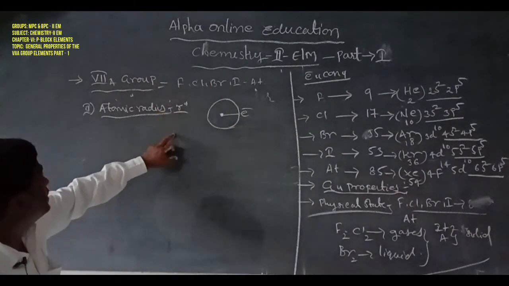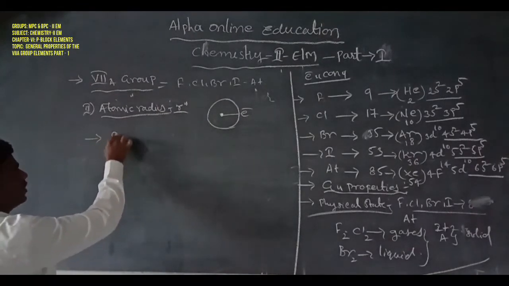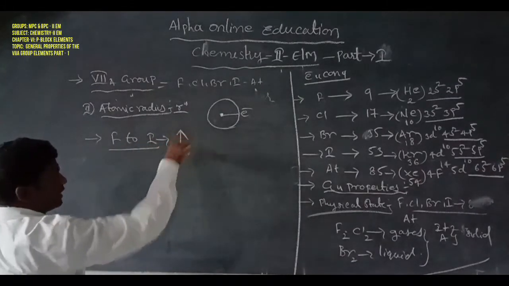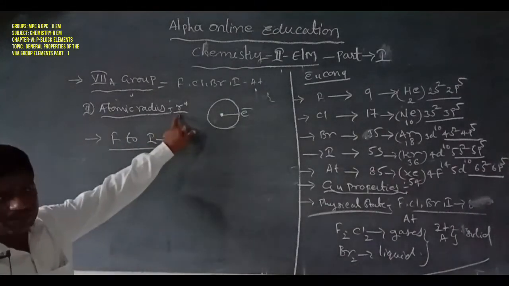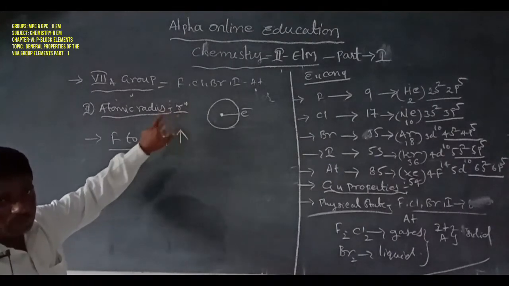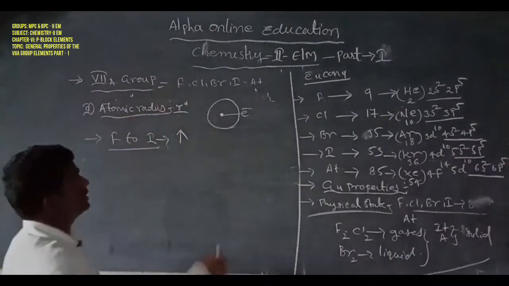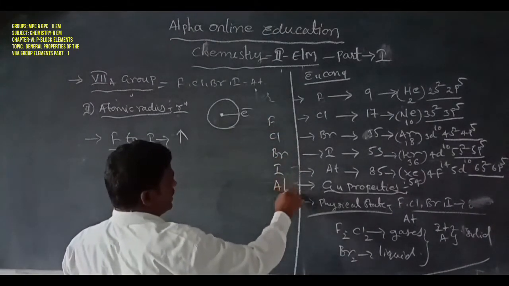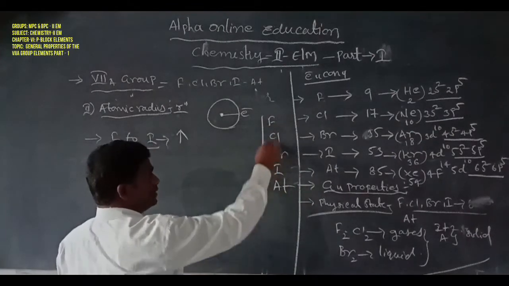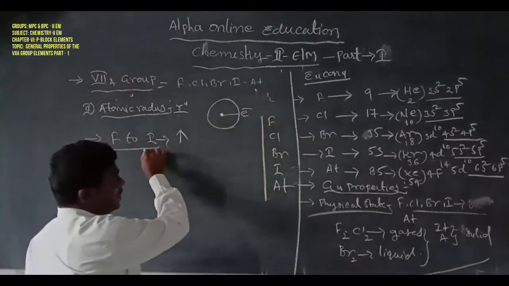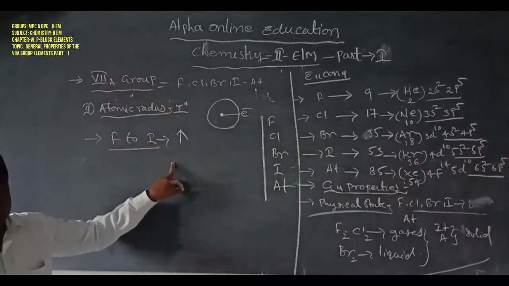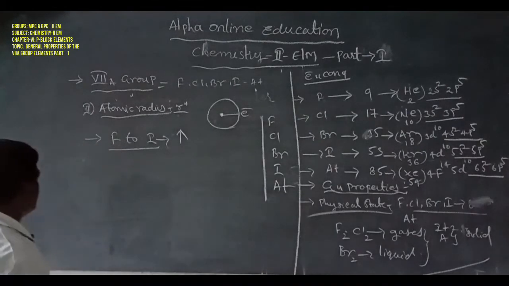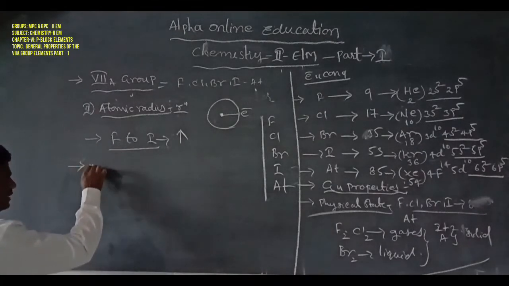In 7th A group elements, from fluorine to iodine and astatine, atomic radius increases because the number of shells increases. So from top to bottom, atomic radius increases. Here are fluorine, chlorine, bromine, iodine and astatine. Top to bottom, atomic radius increases because the number of shells increases.